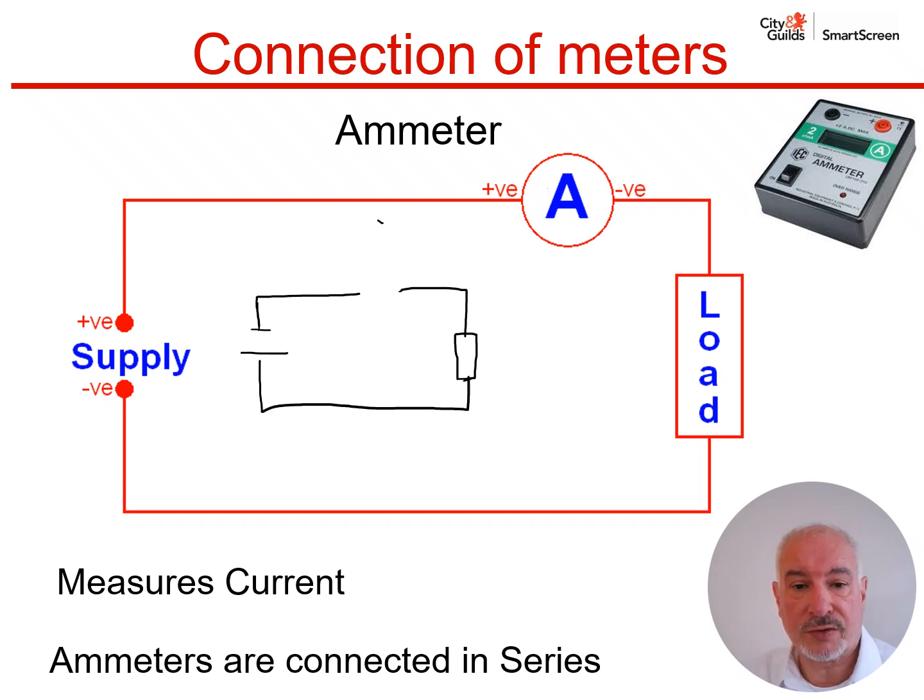Now the ammeter, I'll draw an ammeter here, there we are, has got two leads on it. So one lead will connect to that end of the circuit, and the other lead will connect to that end of the circuit. Now that enables the ammeter to become part of the circuit, so any flow of current is going to flow in the circuit, through the load, through the leads of the ammeter, through the ammeter, and continue back to its source again. So that's how we connect an ammeter into a circuit. We connect it in series.